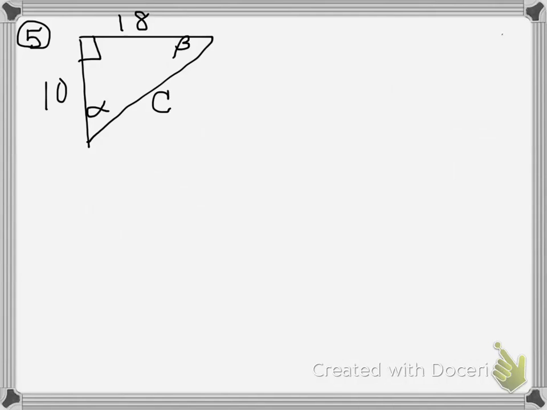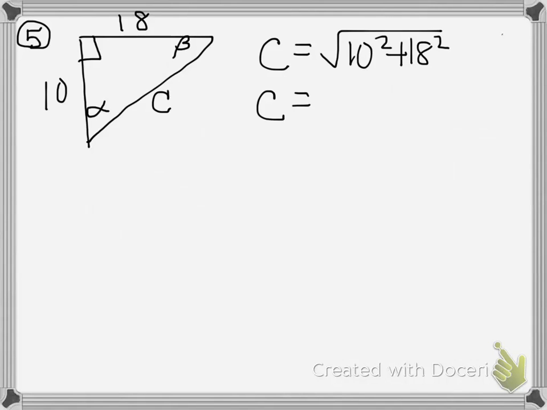Okay, so since we can't solve for alpha or beta first, the easiest thing for us to solve for is C. Well, C equals the square root of 10 squared plus 18 squared. Remember, you are going to reduce that radical, and what do we get? 2 root 106. Excellent.